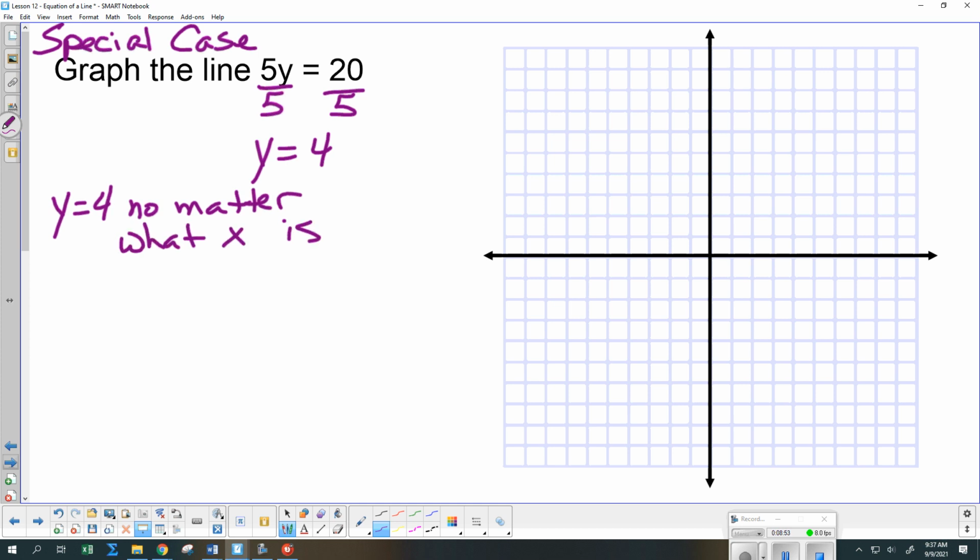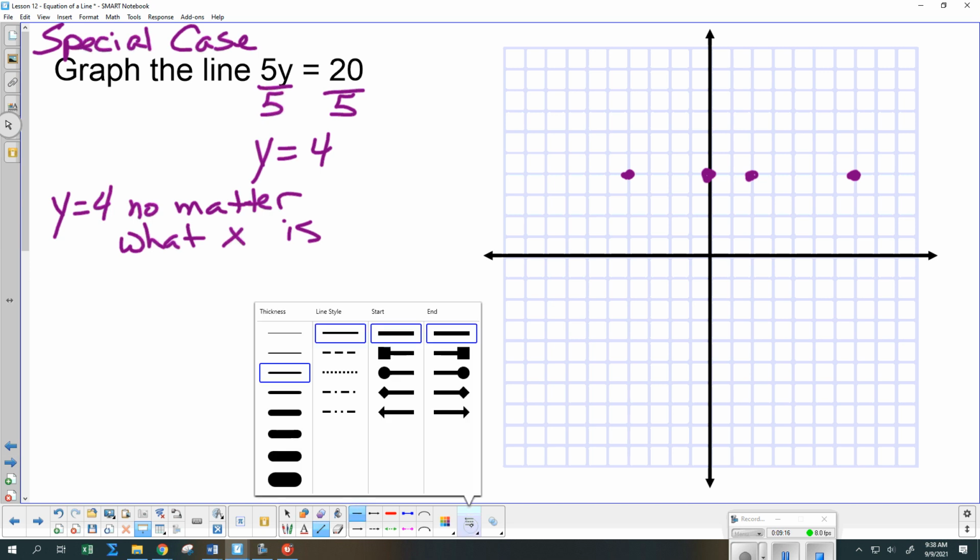So x could be 2 and y is 4. x could be 7 and y is 4. x could be 0 and y is 4. x could be negative 4 and y is positive 4. And I quickly see, oh, y is always 4 no matter what happens with the x, which simply means that we have a horizontal line.